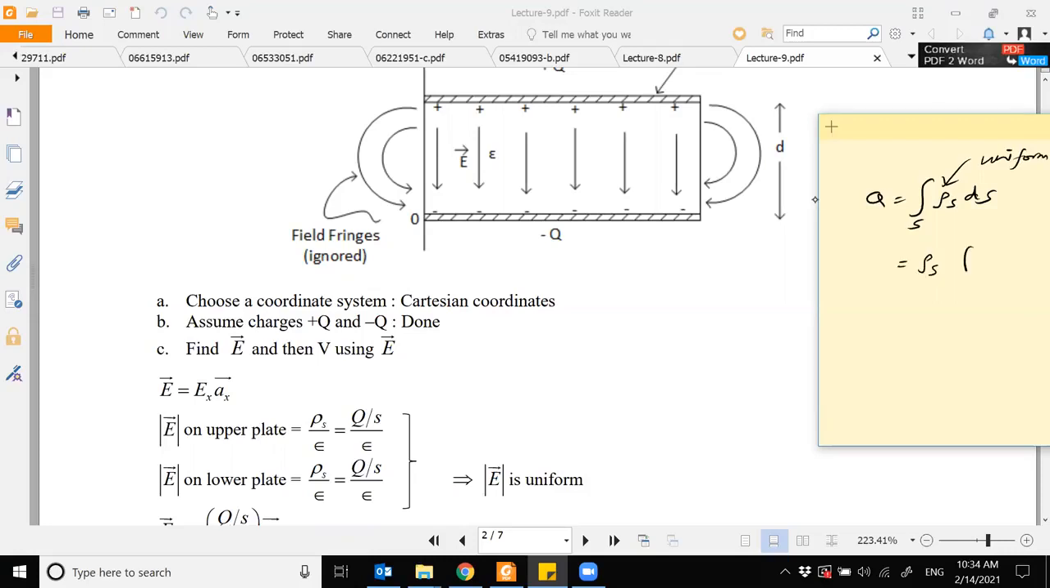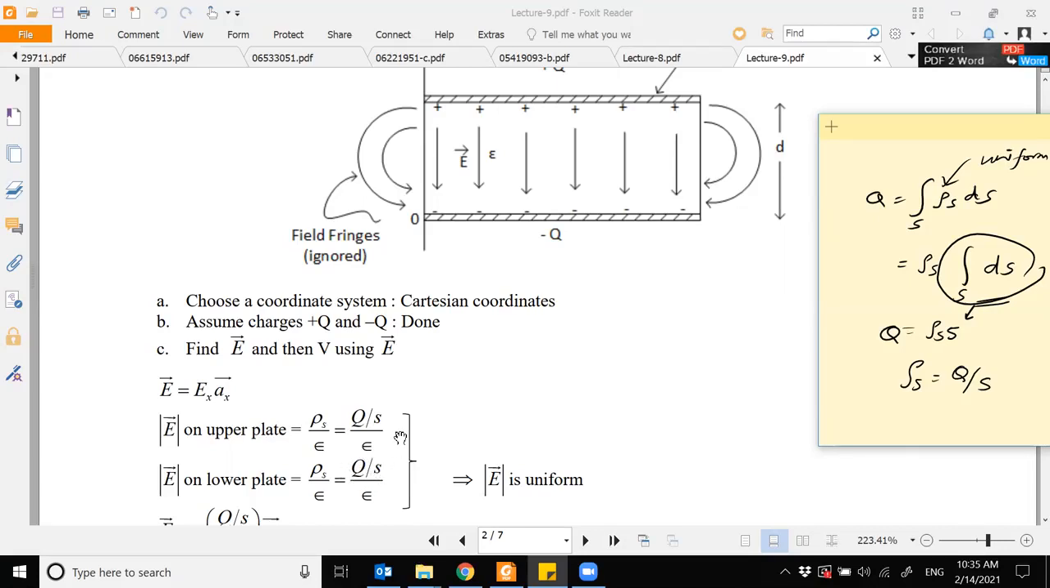So it will be rho S times the integral over S of ds. And what is the integral? What is the surface area? What is the area of this sheet? We have already assumed that the area of this sheet is S. So Q is nothing but rho S multiplied by S, or rho S is what? Q over S. Okay. So that's why I'm just substituting Q over S here.